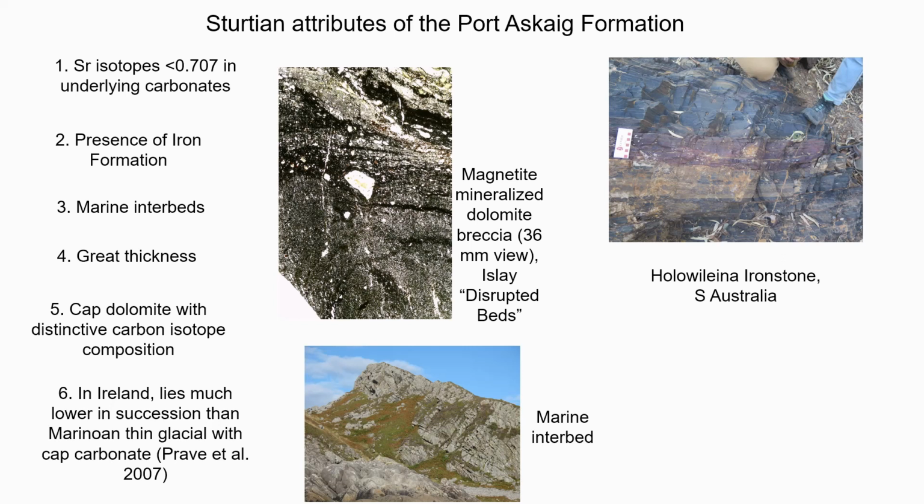The centre photograph shows us magnetite, mineralized dolomite breccia that's found on Islay. And this can be compared with a typical Sturtian iron formation, the Holowilena ironstone from South Australia. We don't see these ironstones in Marinoan glacial deposits. A third characteristic is that of marine interbeds in between the glacial diamictites. And a spectacular example of that is shown in the lower photograph with thick sets of cross-bedding in quartz arenites between diamictites in member 3.